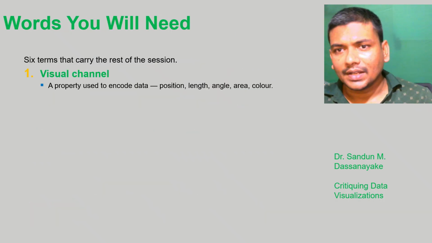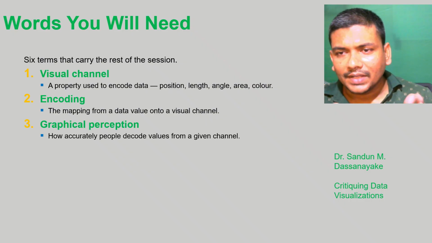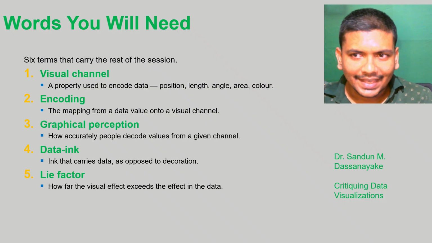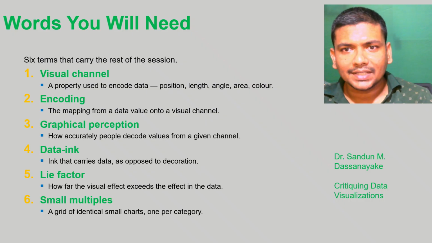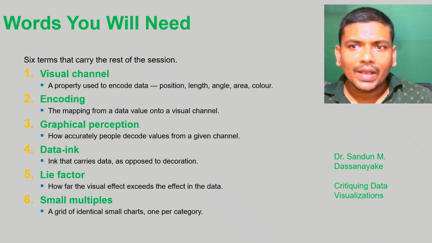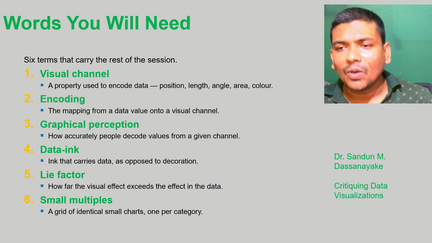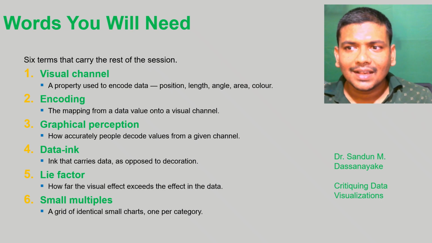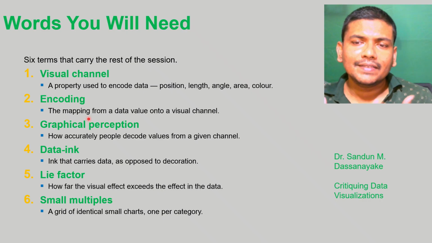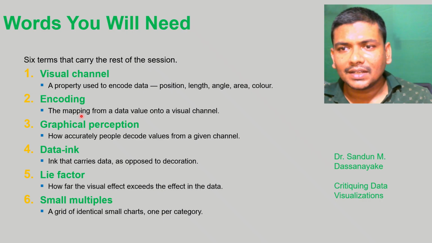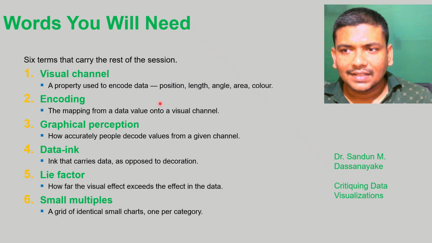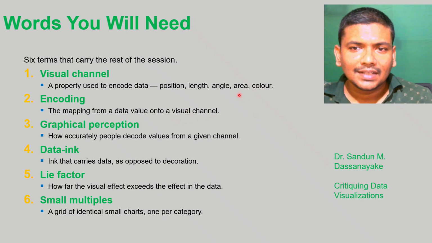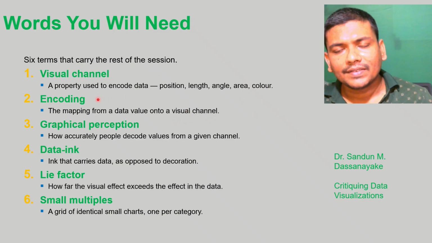Six terms quickly, so nothing trips you later. A channel is the raw visual property doing the work: where something sits, how long it is, how dark it is. And encoding is the decision that connects a number to one of those channels. The channel is the material, the encoding is the choice.